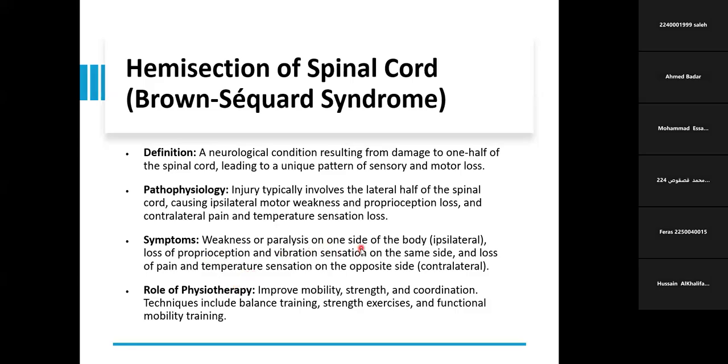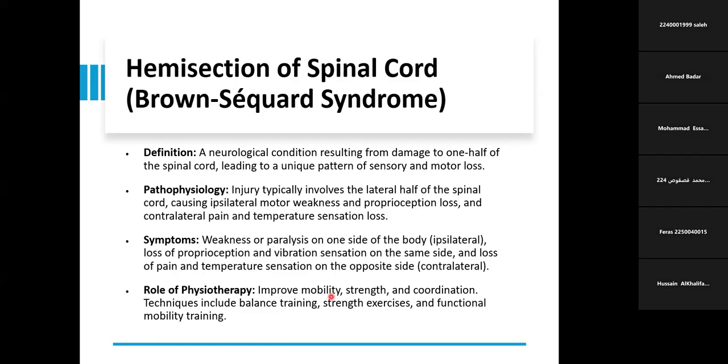Weakness or paralysis on one side of the body, yani ipsilateral, loss of proprioception and vibration sensation on the same side, and loss of pain and temperature sensation on the opposite, contralateral side. So everything is detailed here. Physiotherapy improves mobility, strength, and coordination. Now it is very difficult. One side is moving, the other side is not moving. One side's muscles are getting atrophy, the other side's muscles are normal.